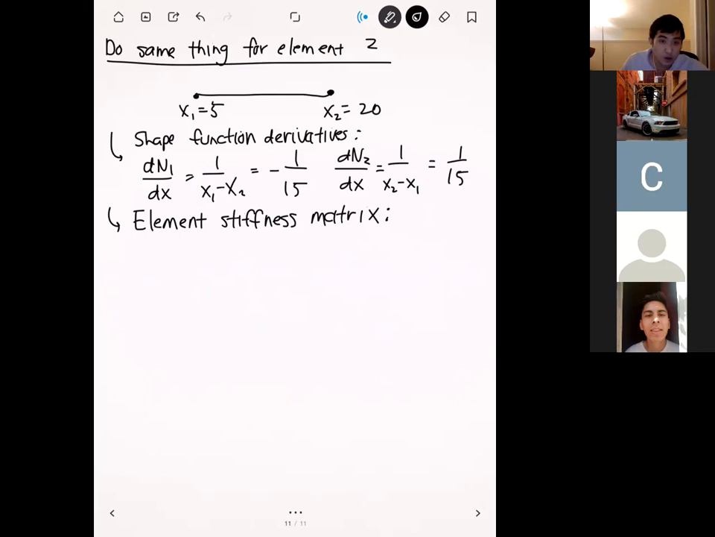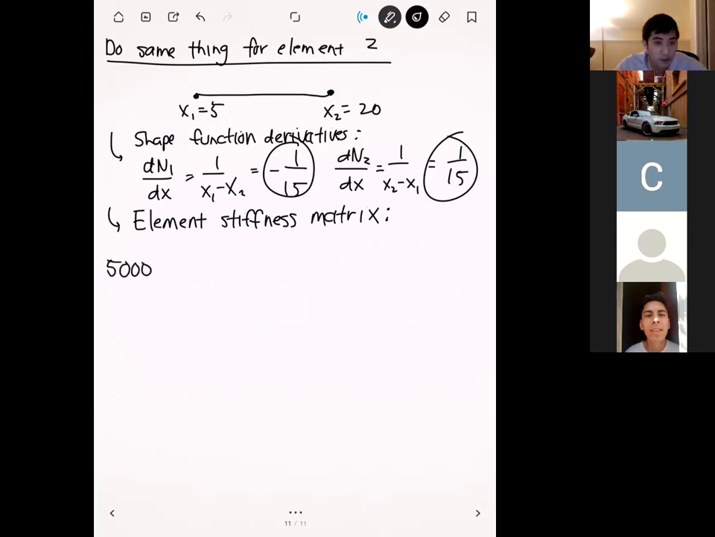And so, I'm just going to go ahead and skip a decent amount of the steps, but a lot of them are the same as before. But remember, a lot of the terms in our element stiffness matrix involve taking this multiplied by this, and putting it in 2x2 format. Okay. All right.